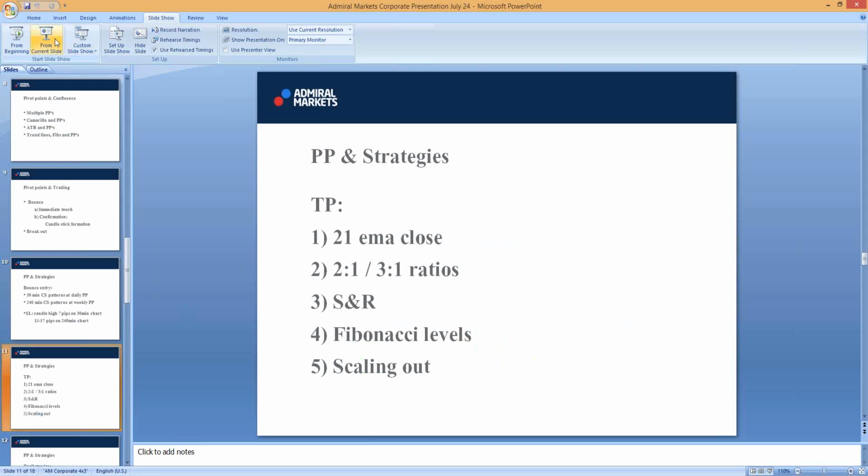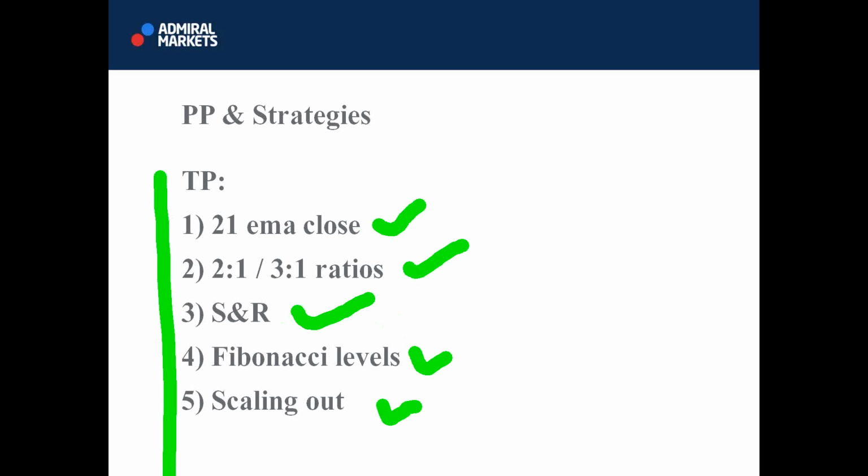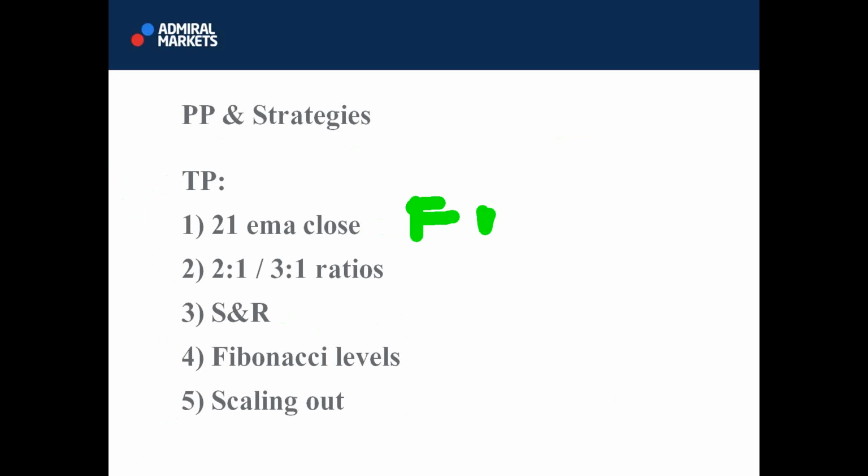TP, 21 EMA close, using the 21 as a trailing stop loss. Fractals as well. Ratios, I'm not a big fan of that, but possible. Support and resistance, fibs, and scaling out. I'm really flexible with this personally. Those are all valid in my opinion. Actually, I forgot to mention fractals as well. Fractals, good level as well. So I like to use a mixture of these methods.